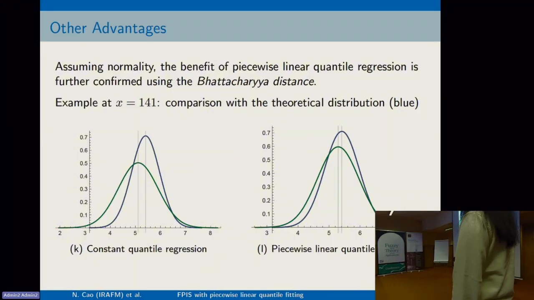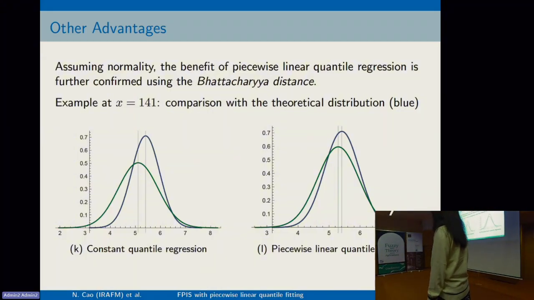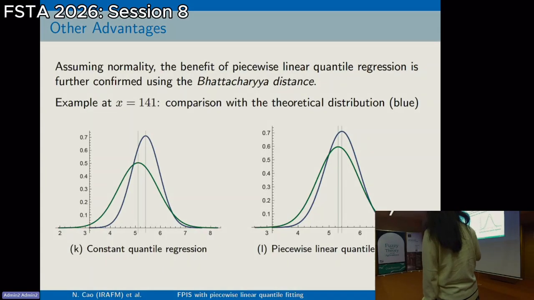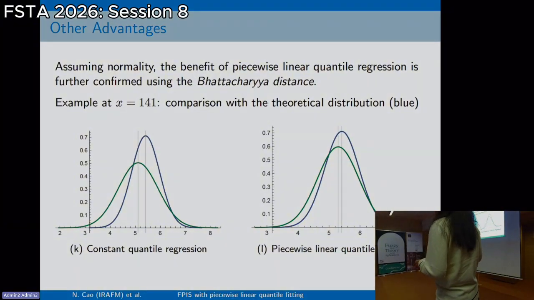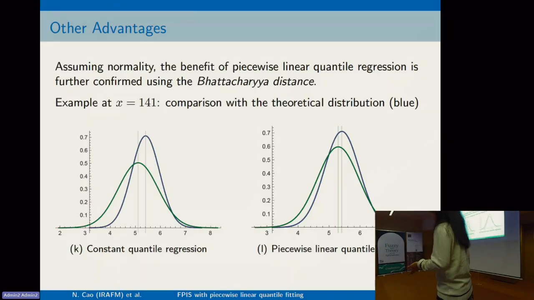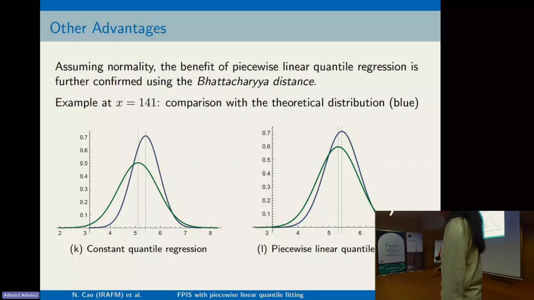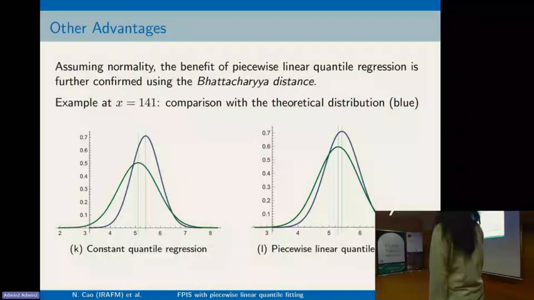Okay, so I just want to show how it is better than when we use the constant quantile function. There are many measures, but we can consider the Bhattacharya distance between the blue one, which is from the theoretical, always, and the green one, which is from what we estimate. And we note that we assume the normal distribution for simplicity.